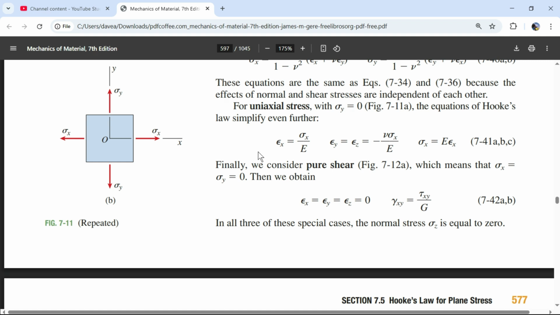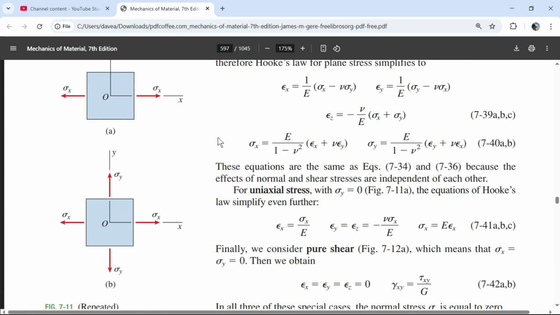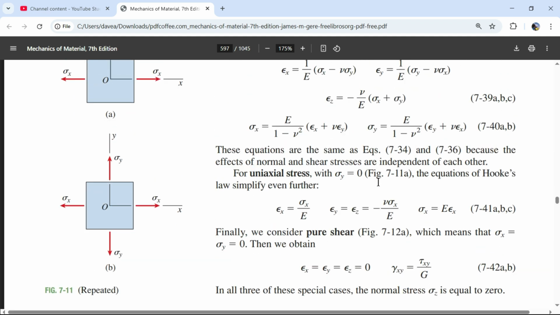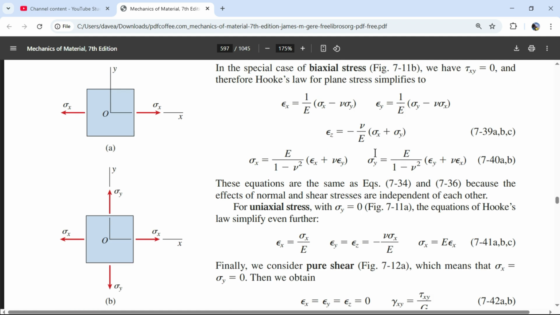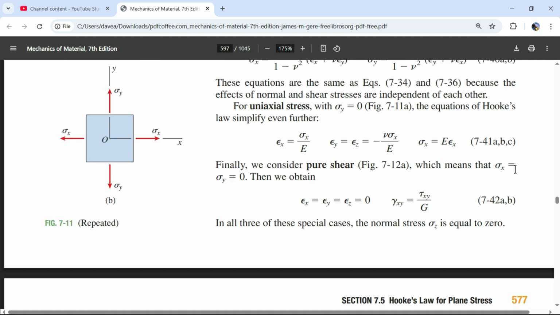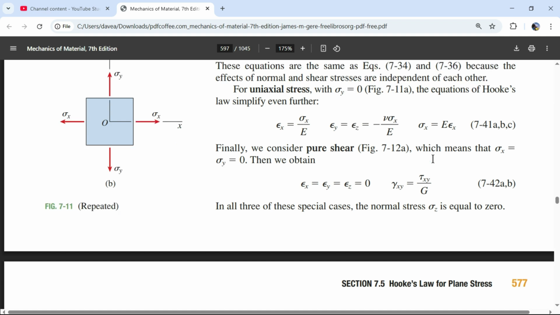All right, so we're back, and we went through those three cases: biaxial, uniaxial, and pure shear. And we saw how these equations don't change, except we just drop out the shear. We won't have any shear, and these equations become this. Cool.